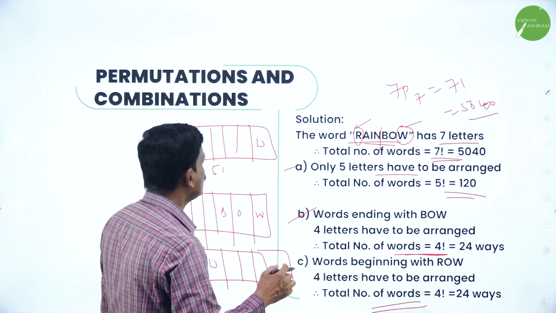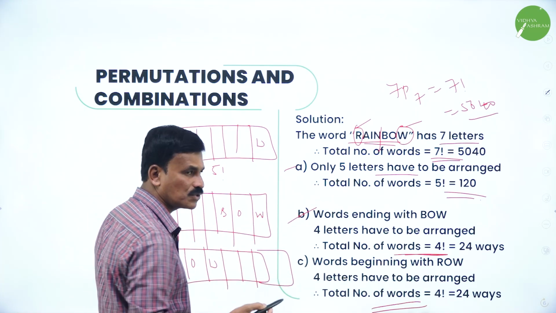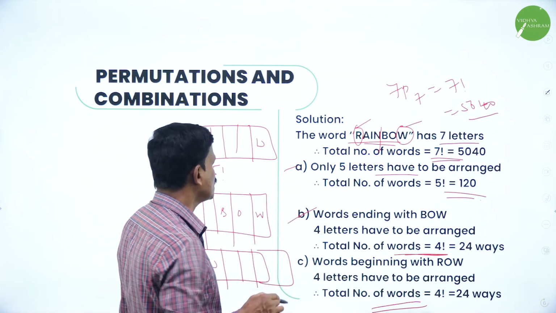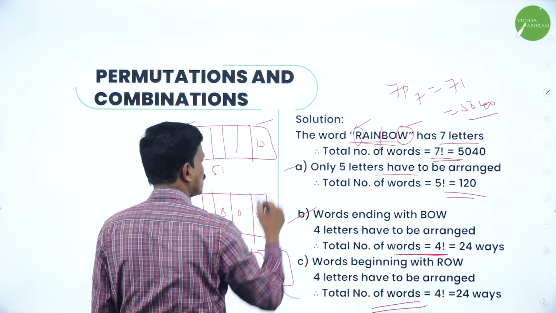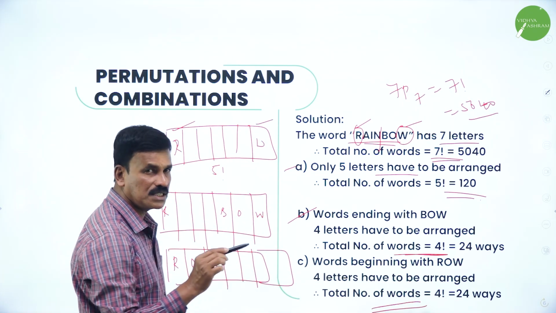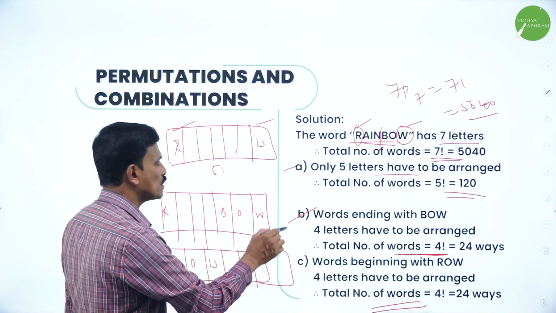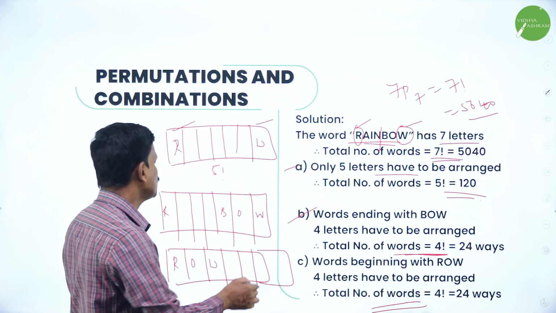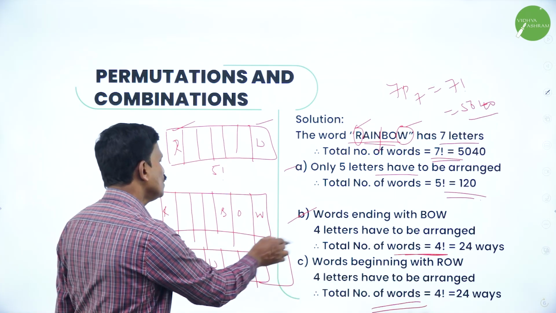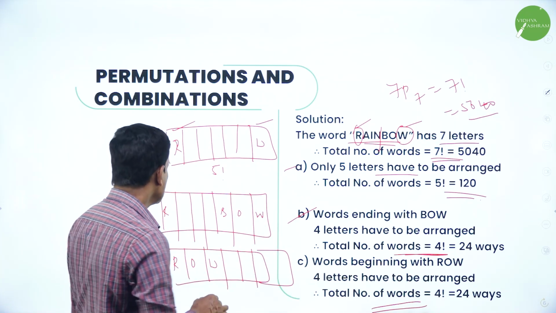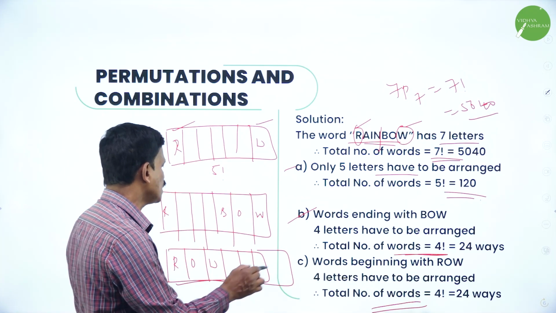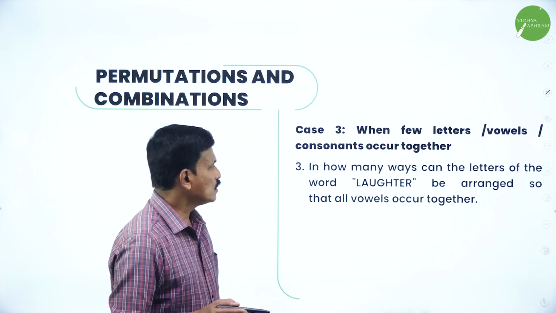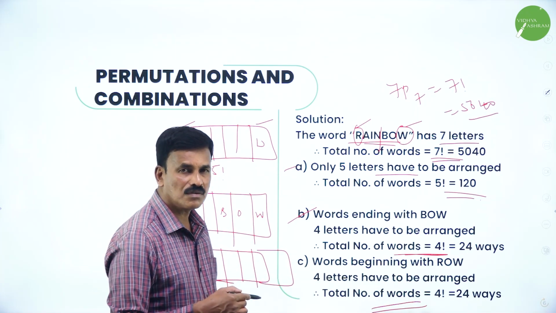See here, how many of them? The word rainbow has 7 letters. Therefore, the total number of arrangements is 7 factorial, that is 5040. If it begins with R and ends with W, 5 letters can be arranged in 5 factorial ways, that is 120. Words ending with BOW: the remaining 4 letters are arranged in 4 factorial, that is 24 ways. And words starting with ROW: the 4 letters can be arranged in the same 4 factorial ways, equal to 24 ways. This is how we are going to arrange the words of the letters of rainbow.